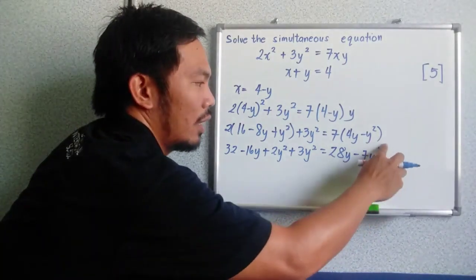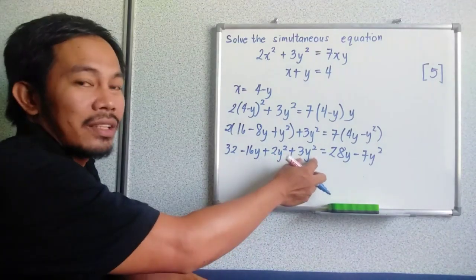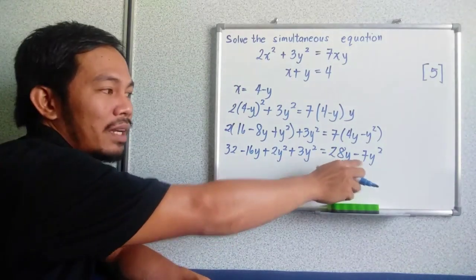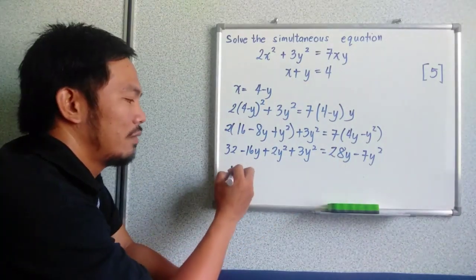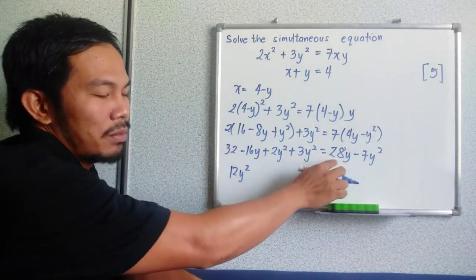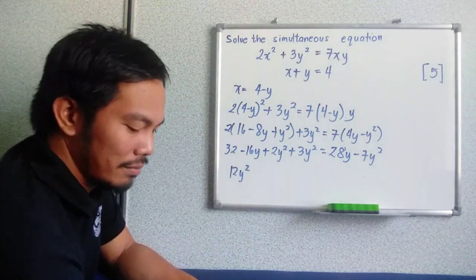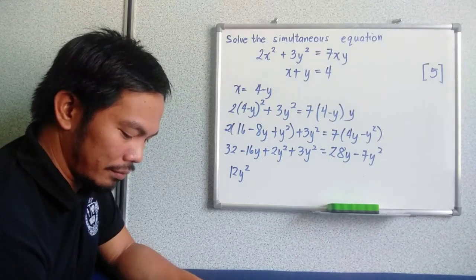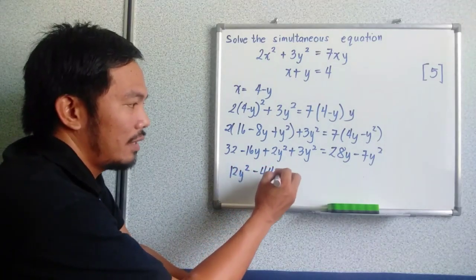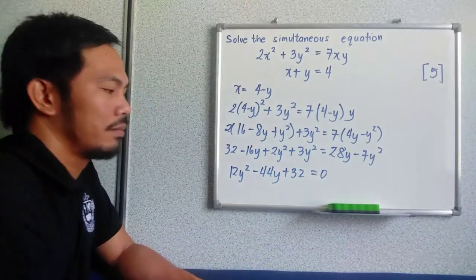Okay, I combine all similar terms. So it means 2y squared and 3y squared, you add them, 5y squared. 5y squared minus 7y squared is 12y squared. Next, negative 16y minus, so this will become minus if I bring it to the left side. Negative 16y minus 28y will have negative 44y. Then I only have 32 over here, so 32 is equal to 0.